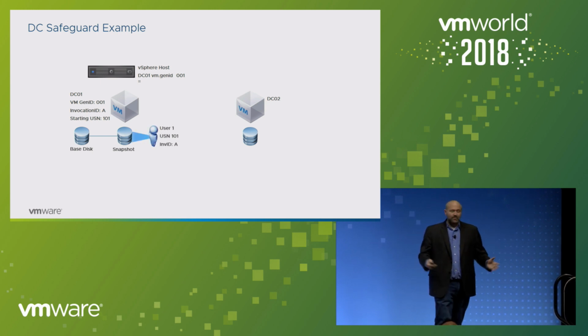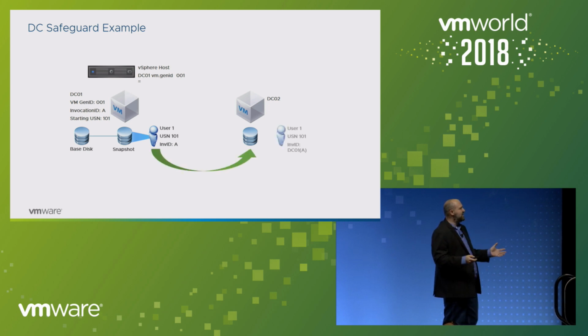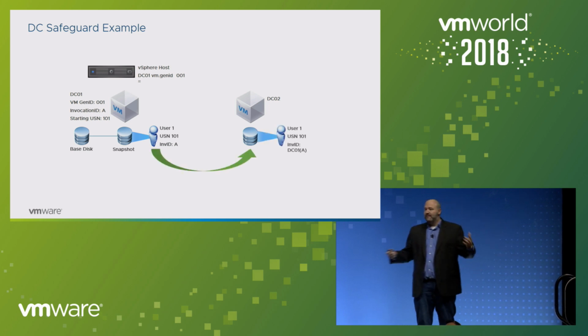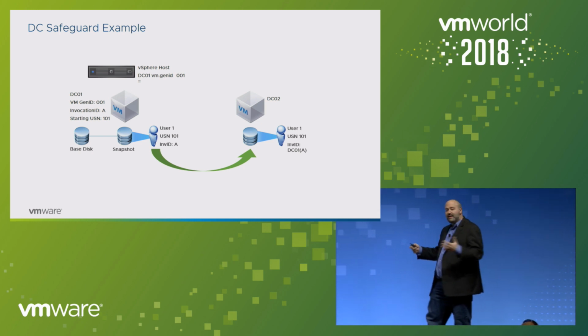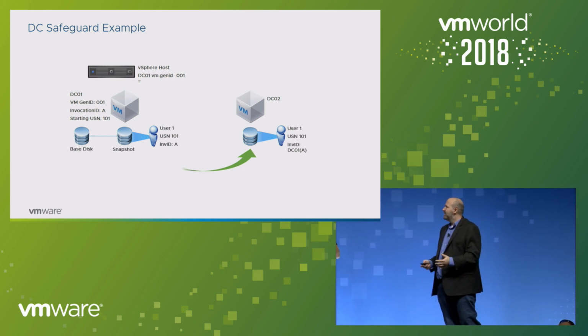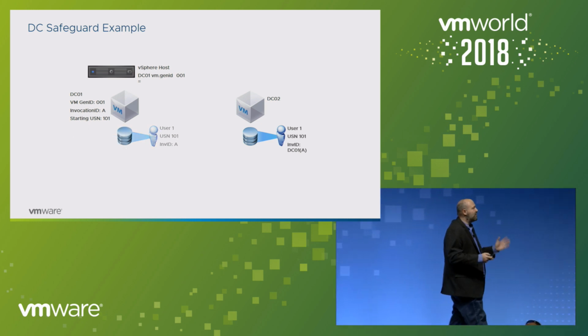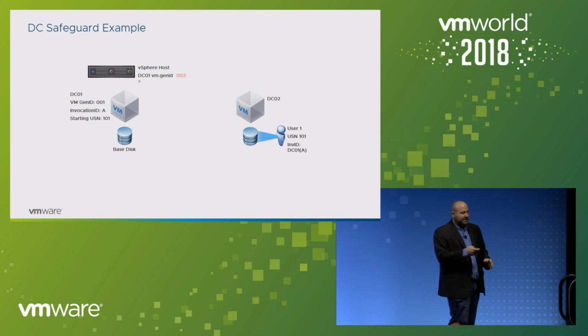I'm going to create a user. USN 101, invocation ID A, replicates over to DC02. DC02 says, that's fine, I accept this transaction. Now, I'm going to revert that snapshot. I'm going to go back.